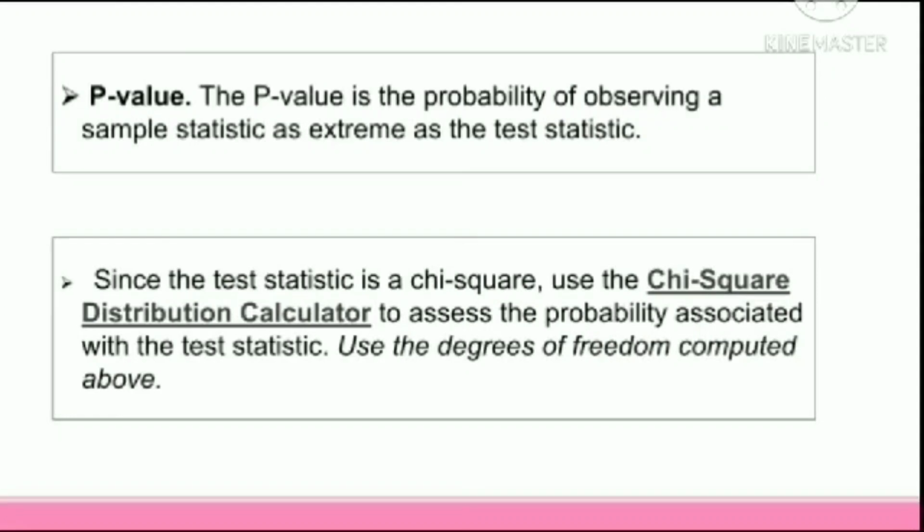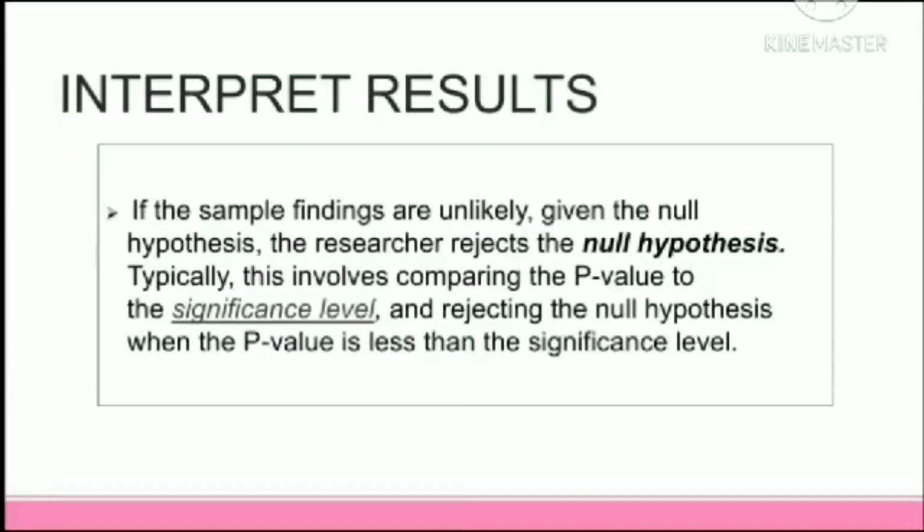The p-value. The p-value is the probability of observing a sample statistic as extreme as the test statistic. Since the test statistic is a chi-square, use the chi-square distribution calculator to assess the probability associated with the test statistic. Use the degrees of freedom computed above.